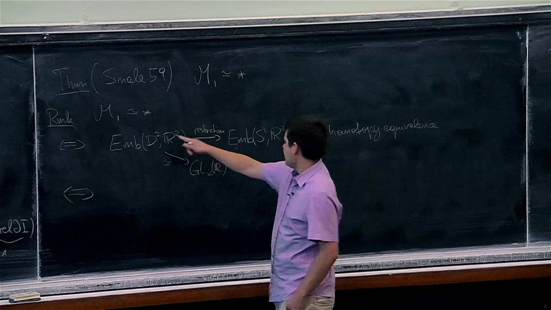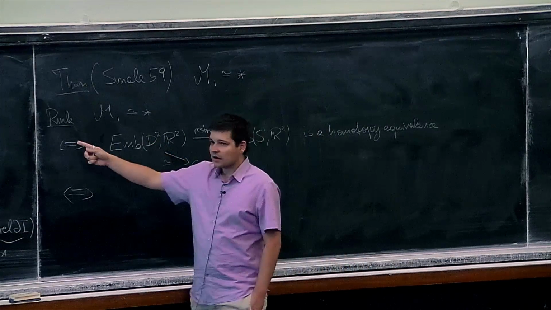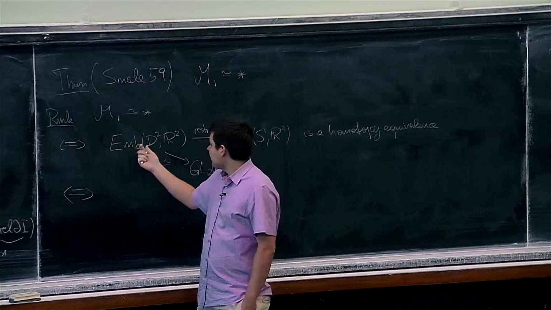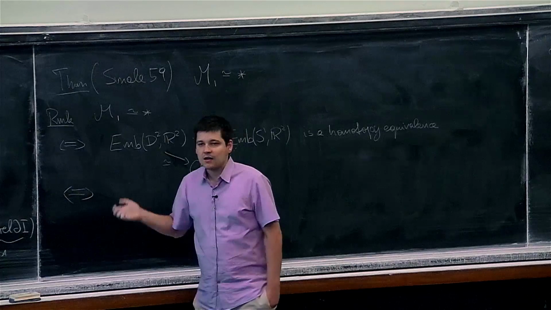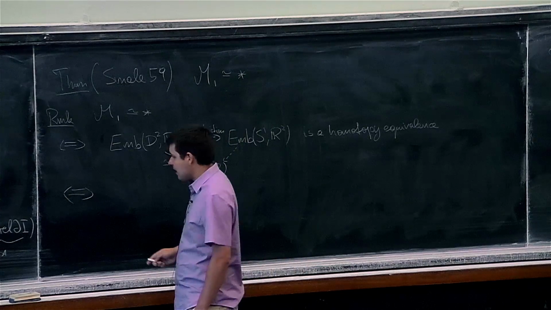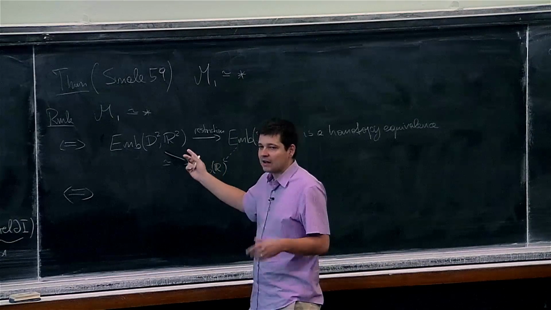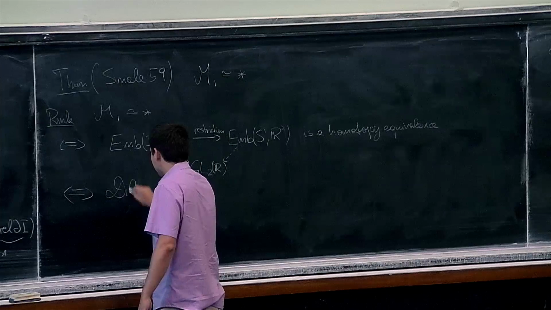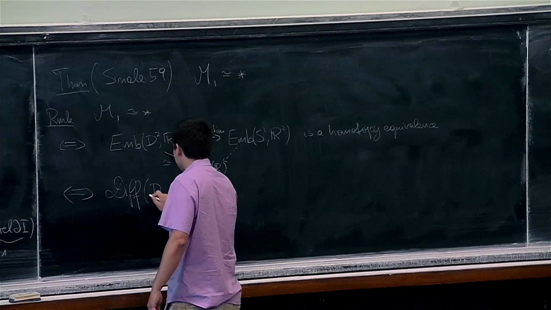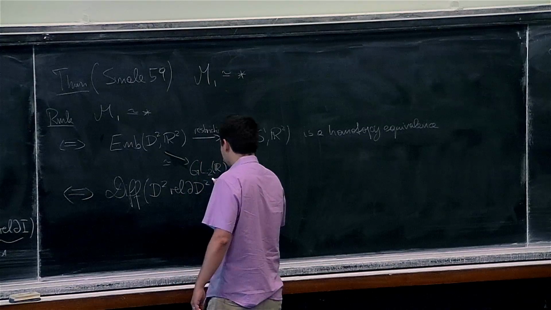So then you can look at this map again. That's in fact a fibration. So the fibers here are just diffeomorphisms of the disk that fix the boundary, keep the identity at the boundary. And so that's a homotopy equivalence if and only if the fibers are contractible. So if and only if the diffeomorphisms of the two disk relative to its boundary are contractible.